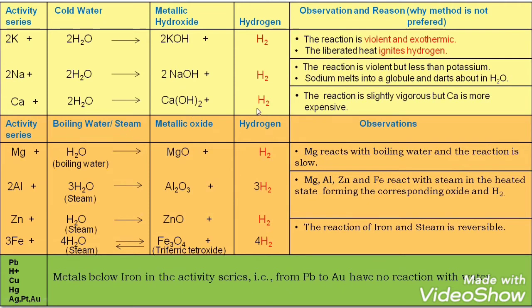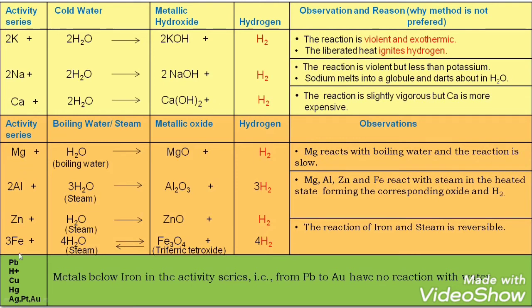Now we have the reaction of calcium and cold water. Here there are two reasons why calcium is not used in the laboratory method of preparation of hydrogen, or you can say it is not preferred to be used in the laboratory method. One being it is vigorous and the other being expensive. So write these two reasons if you are asked. All of these three cannot be used in the laboratory method of preparation of hydrogen.